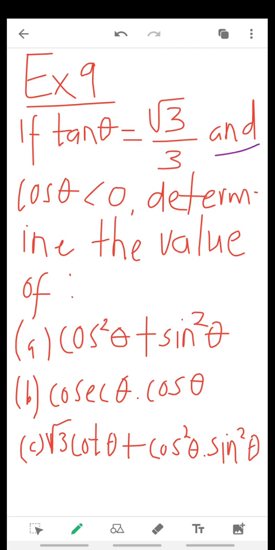Then they are saying and cos theta less than 0. Let's talk about less than 0. Less than 0 means what? We are looking for where cos is negative. Less than anything, less than any number less than 0 is negative. So we're looking for where cos theta is less than 0, where it's negative.